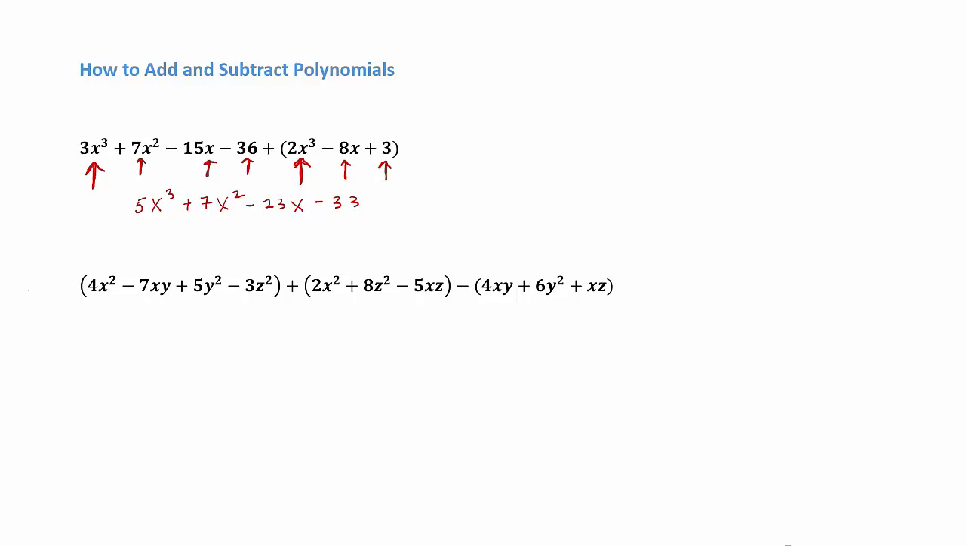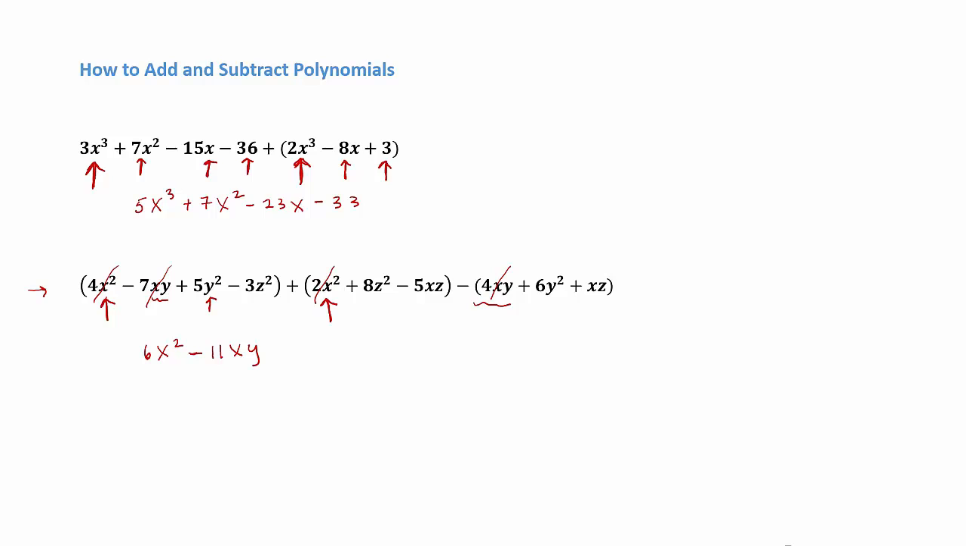Let's look at this next one. We have an x squared. Let's look for any other x squareds along here. Here's one, and that's it. So we have a 4x squared plus a 2x squared. That's 6x squared. And xy. Let's look for any other xy's. We have minus 7xy here, minus 4xy here. So that's minus 11xy. And we'll cross out the ones that we've accounted for.